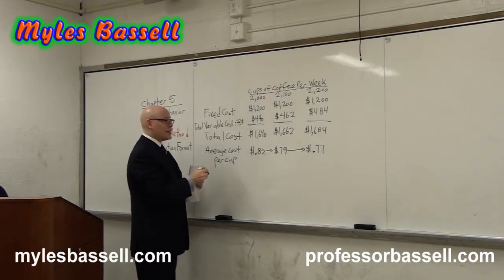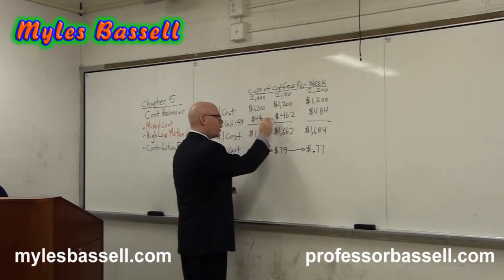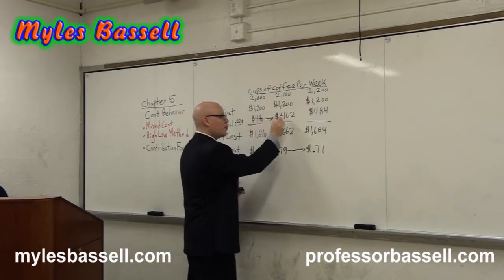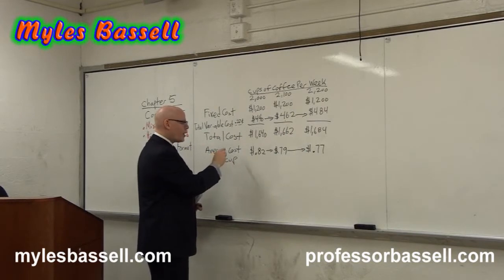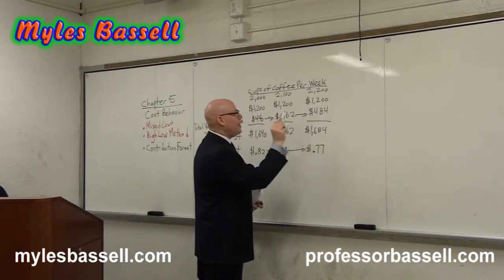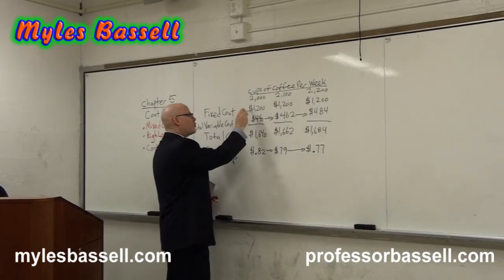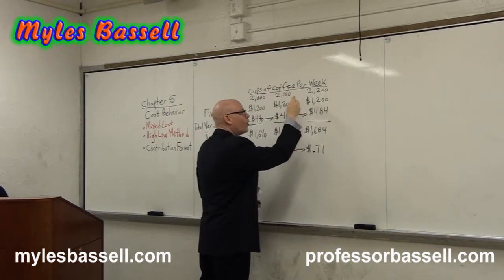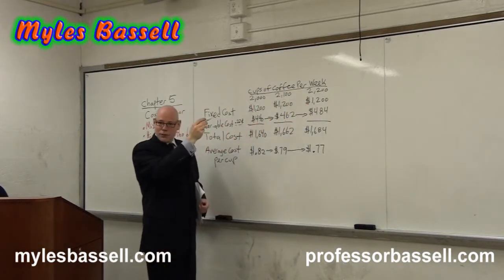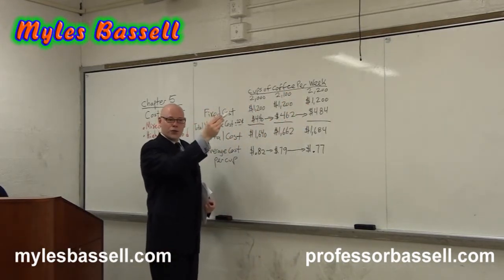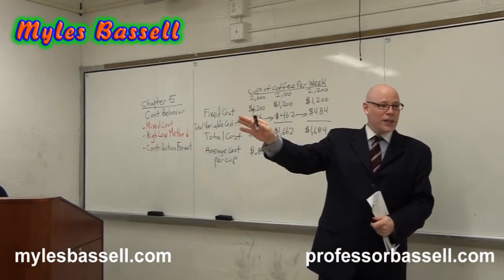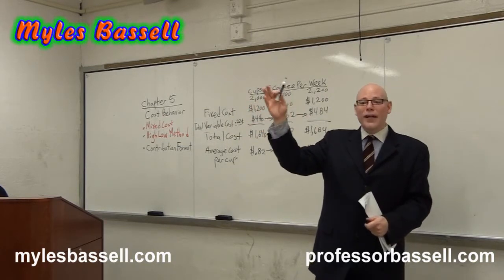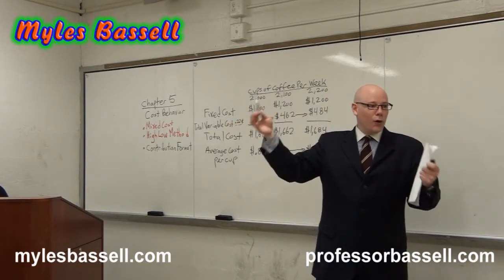Now look, the variable cost is actually increasing. Total variable cost is going up from 440 to 462 to 484. But the cost per cup is actually going down because the fixed cost is being spread across more cups. So the more units that we produce, remember, we said the smaller the amount each unit or each cup is going to absorb.